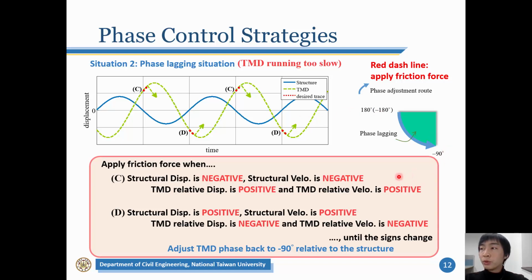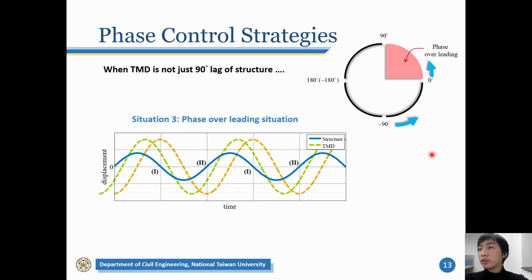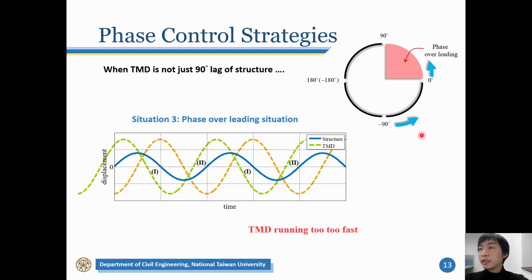So the same, we can use the size of the structure and the tuned mass damper states to judge the specific time to apply the friction force. If the tuned mass damper motion is shifting more than 90 degrees, like this, which means the tuned mass damper phase is in this range, we call it the fast overleading situation, because now the tuned mass damper is running too fast.